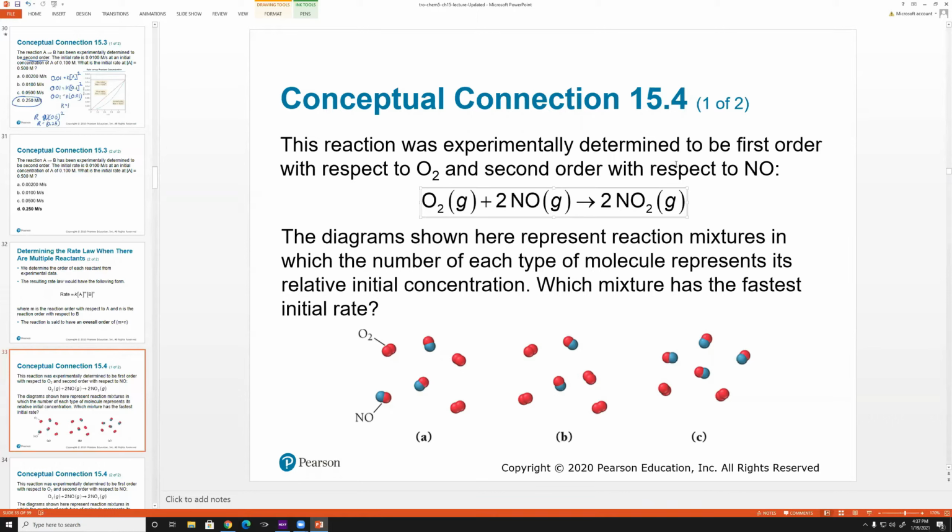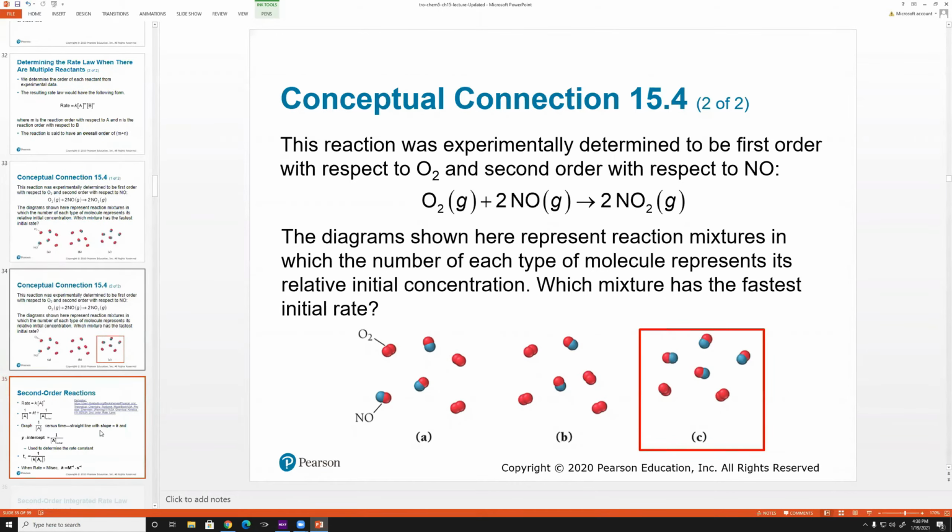So if it's second order with respect to NO, this means that the more NO there is, the faster the rate will go. It has more dependency on NO than it does on O2. So if we look here, O2, there's 3 and 3. Here there's more O2s, and here there's more NOs. So therefore, the one with more NOs will go faster, because the rate law has more of a dependence on NO, since it's the concentration of NO squared times the concentration of O2. So it would look like that.